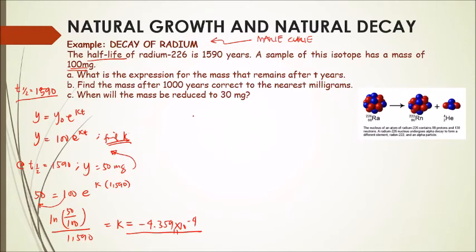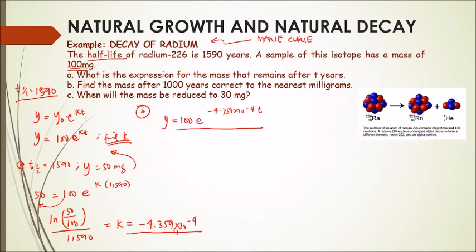So, meaning, for letter A, our answer becomes y equal to 100 e to the negative 4.359 times 10 to the negative 4 t. That is actually the answer for letter A. Okay? Then find the mass after 1,000 years, correct to the nearest milligram.